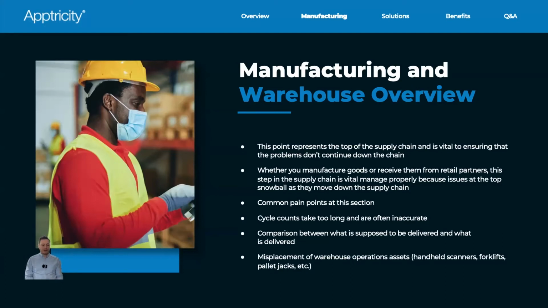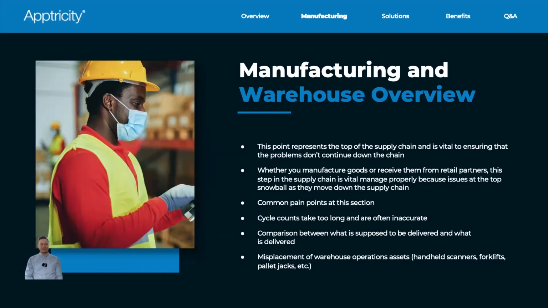And whether you manufacture goods or if you just receive them from retail partners, this step is vital. Like I just mentioned, you don't want issues to snowball. If things don't happen right on the top end, at each different point, they compound. And so we need to get this point right.